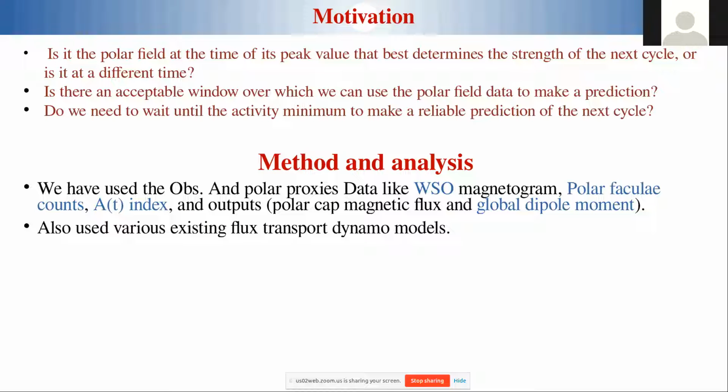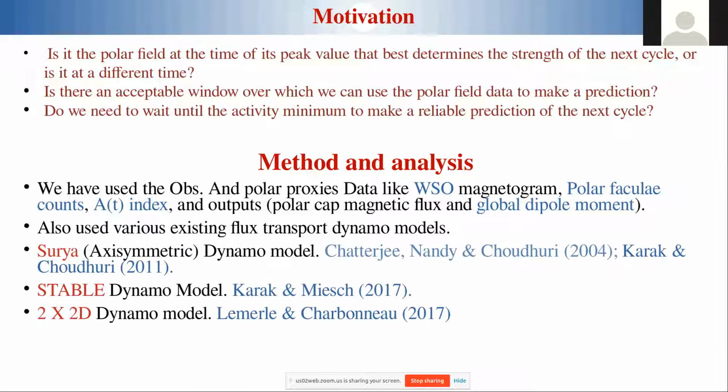We analyzed some observational data and proxy data, like WSO data, polar cycle count and aa index data. Since the observational and proxy data are limited in amount, we use dynamo models. We have used 3 dynamo models. One is the Surya dynamo model, which is an axisymmetric dynamo model and produces many results that match some solar properties. Also, the stable dynamo model and the 2x2D dynamo model.